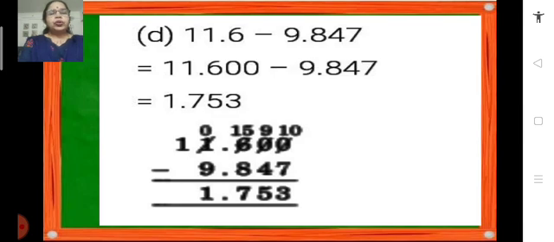Students, you can observe that we are doing the subtraction by borrowing as we do in whole numbers. Just remember to put the decimal point in its place. Otherwise, the subtraction is similar to the subtraction of whole numbers.